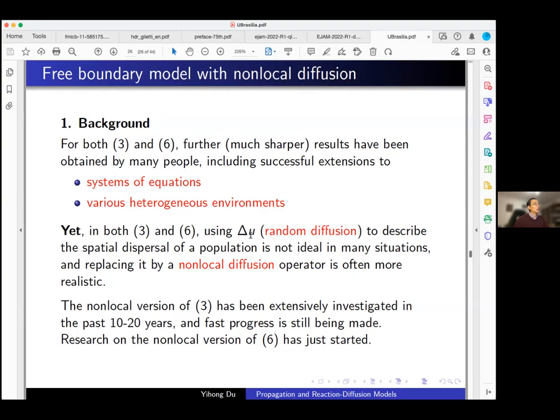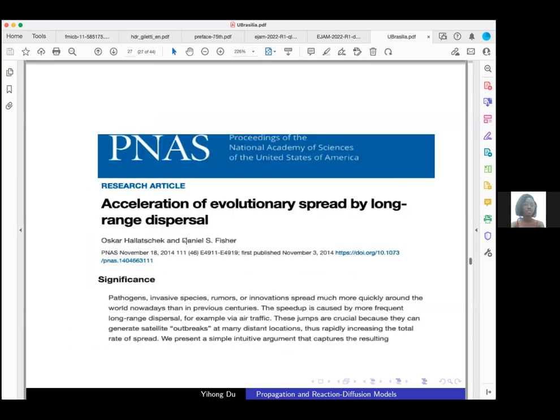So replacing this random diffusion by non-local diffusion, and what happens to these models. The non-local diffusion has been observed to play a very important role in many spreading phenomena. So this is a phenomenon about evolutionary spreading. They observed that if you include long-range dispersal in the assumption, then you have accelerated spreading.